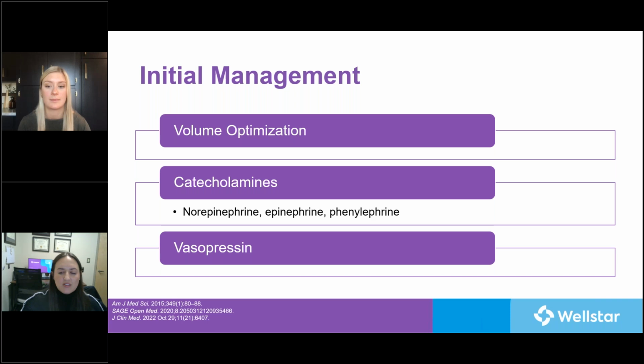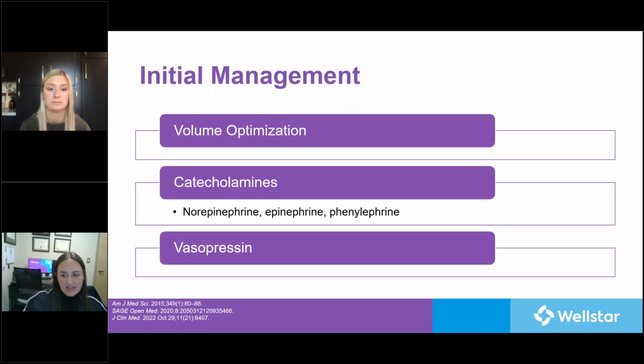Regarding the catecholamines themselves, there's not a lot of data to specifically support one agent over the other. However, we can extrapolate from sepsis data since the pathophysiology is similar. Patients typically will receive norepinephrine as the first-line agent, extrapolating from sepsis data. And it provides a lot of alpha-1 agonism, so it can really help us with patients that have a low SVR. Catecholamines can have undesirable effects at high doses, like dysrhythmias or increased myocardial oxygen demand, so we try to avoid reaching high doses of these agents.